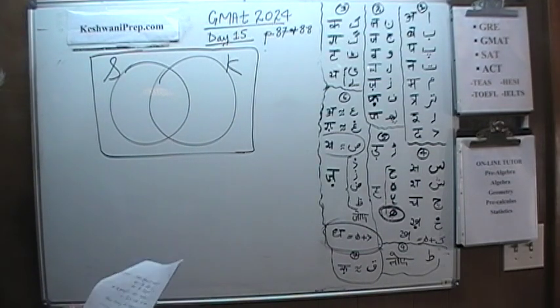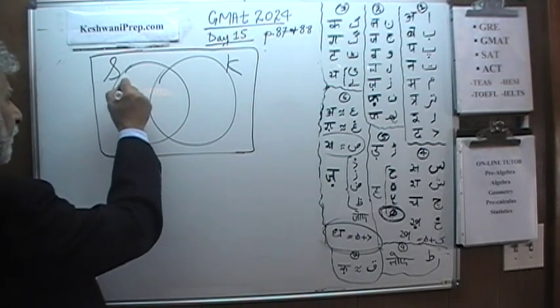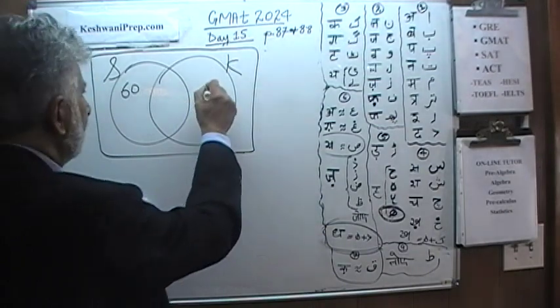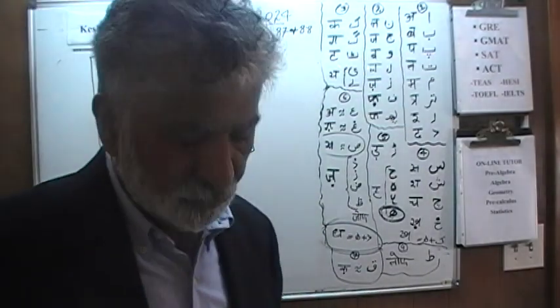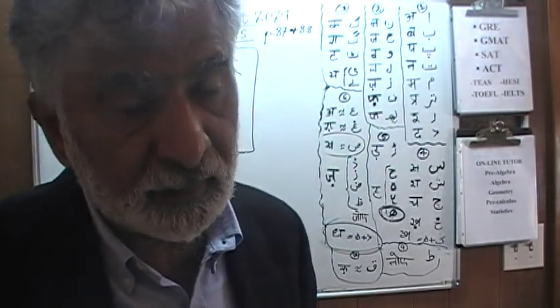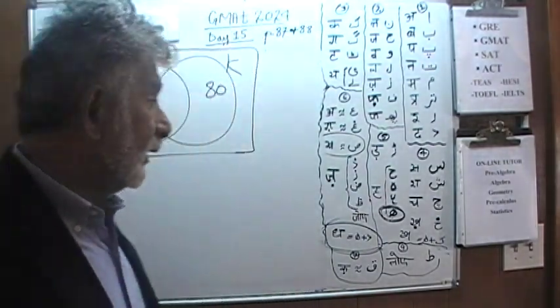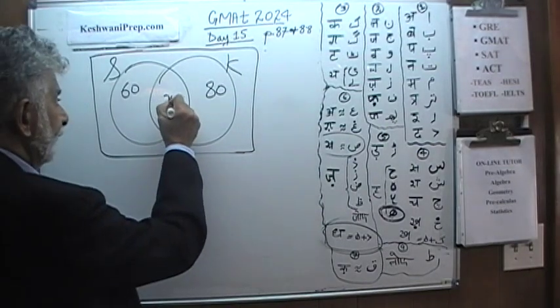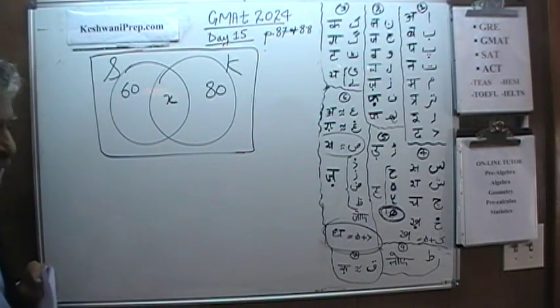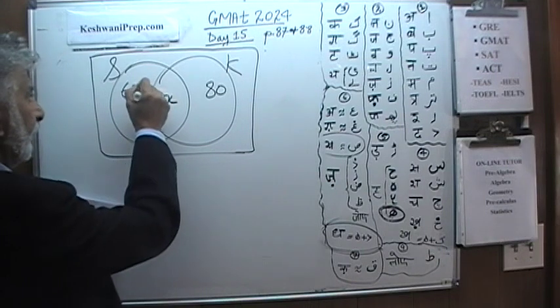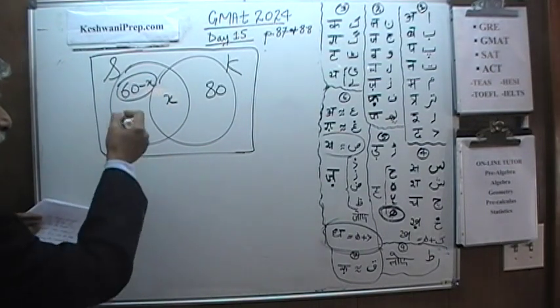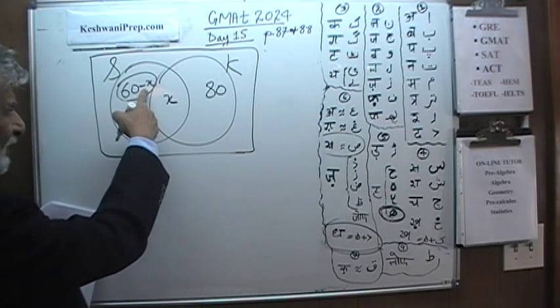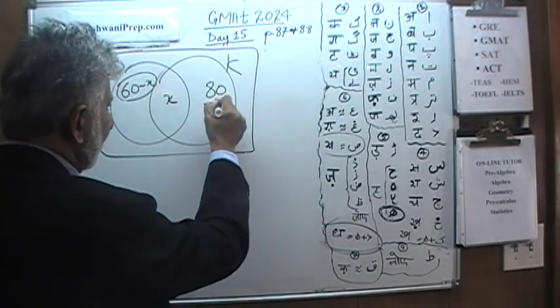We are told that 60 people do skiing. Let's put that here. 60 people do skiing. And we are told that 80 people do kayaking. Of course, among these 60 people who do skiing and 80 people who do kayaking, there are a number of people who do both. Let's call that quantity x. As soon as we introduce that x, we need to subtract that x from here, because we cannot double count them. So the number of people who are left who just do the skiing is 60 minus x. Similarly, this is 80 minus x.